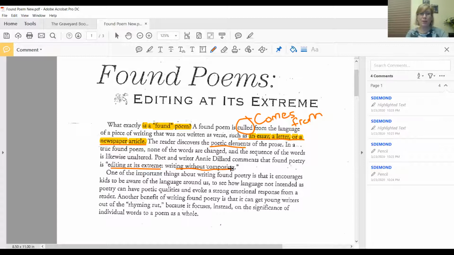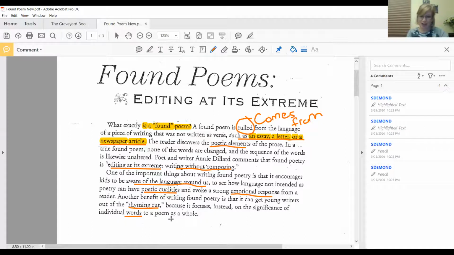Okay, a really cool part about found poetry is it helps us to think about the language around us and see how there are some things in books and magazines and newspapers that really are poetic, even though maybe their original purpose was not to be a poem, but they have strong emotions. Also it gets us out of rhyming all the time, because poetry can rhyme, but it doesn't have to. Instead, we can focus on the words and what they mean as a whole.